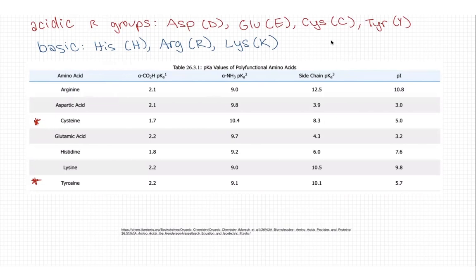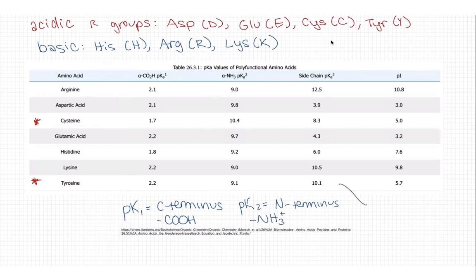Okay, so now that we have these in mind, we can go ahead and look at how we're going to draw titration curves for them. Each time we draw a titration curve, we're going to need a couple pieces of information. We're going to need the pK1, which is for the C-terminus. So pK1 equals C-terminus, your COOH group. Your pK2 is going to be your N-terminus, your NH3 plus group.